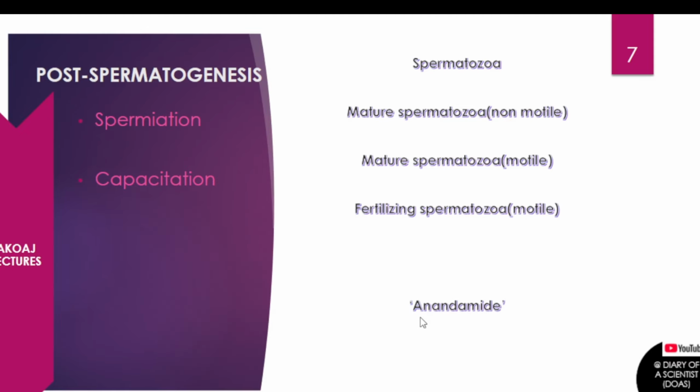These are the activities that occur post-spermatogenesis. On average, about 300 to 400 million sperm cells are deposited, and the sperm cell is able to stay up to 2 to 3 days within the female reproductive tract.